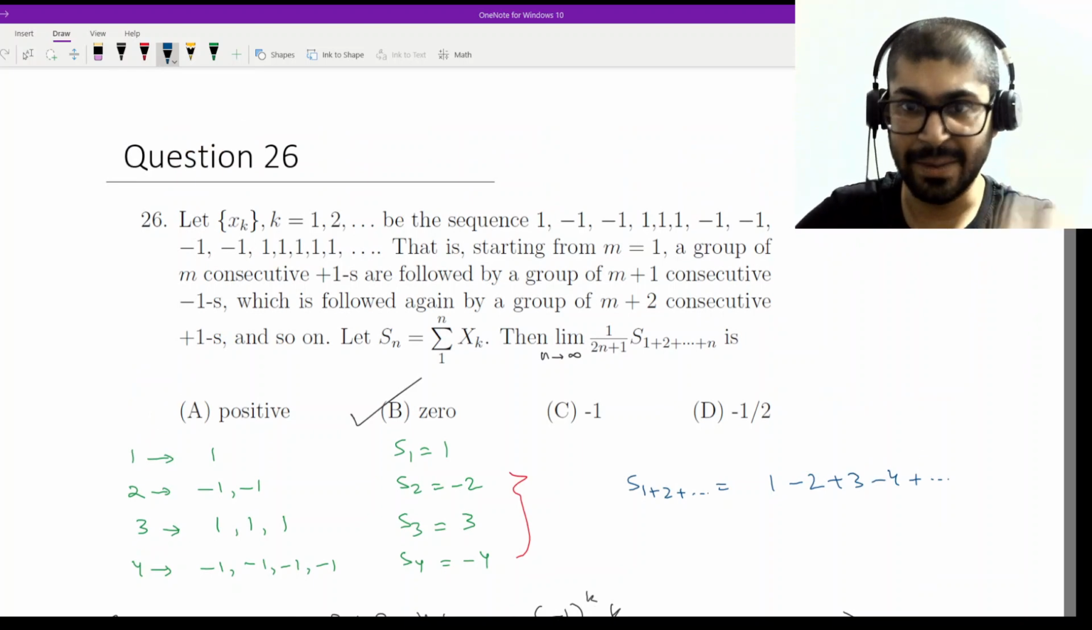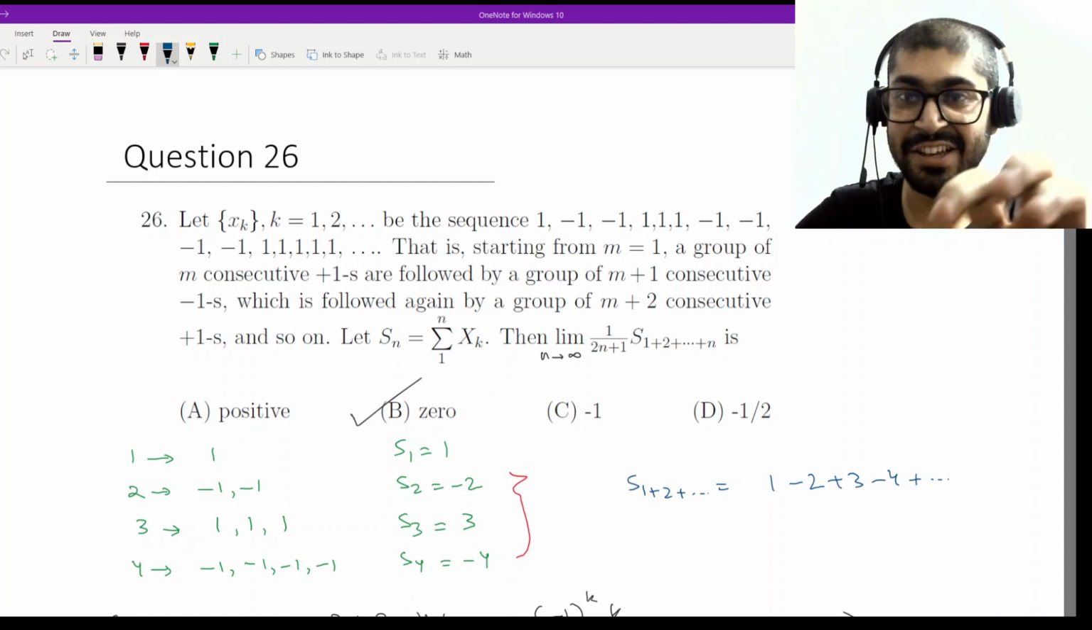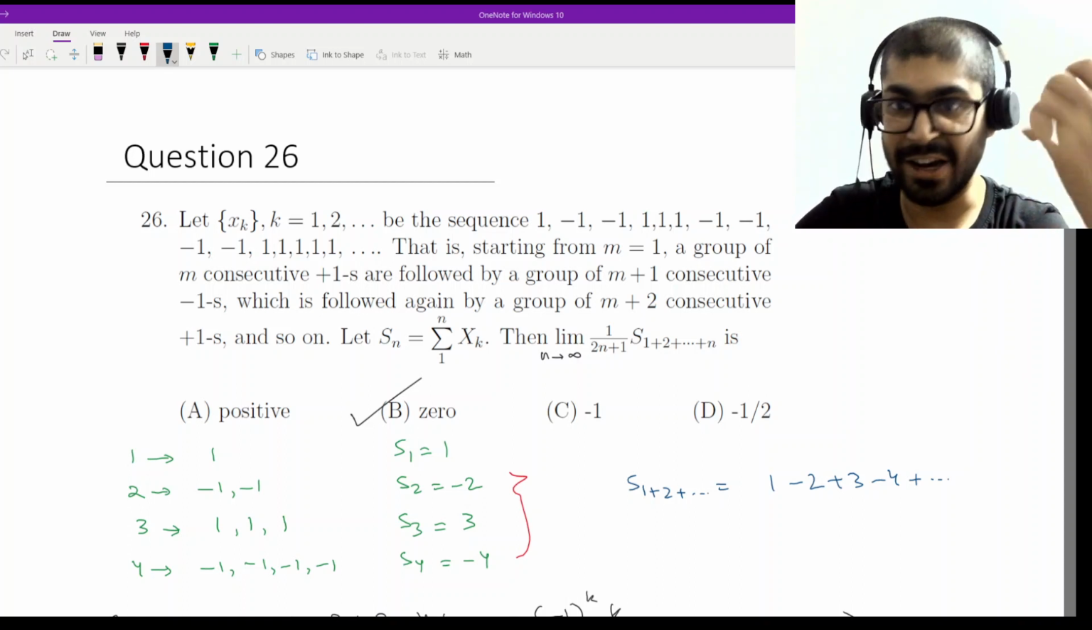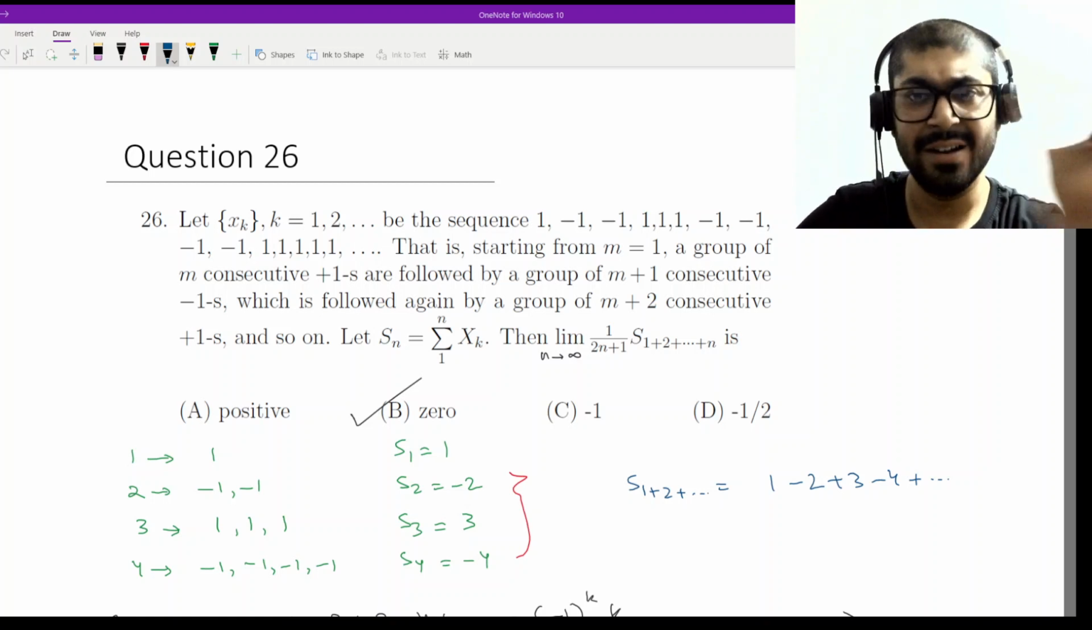This was a bit longer than usual because the sum here is easy, but it's worded in a complicated manner. So I explained you the wording, I explained you how the sum is calculated. Alright, the answer will be option B, 0.